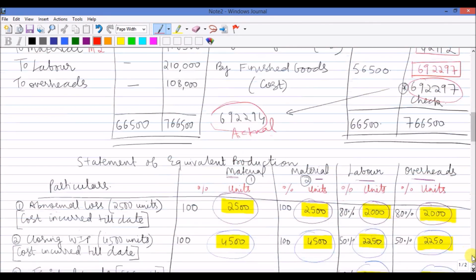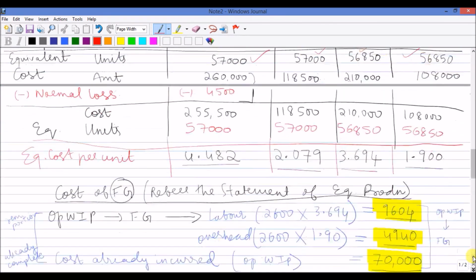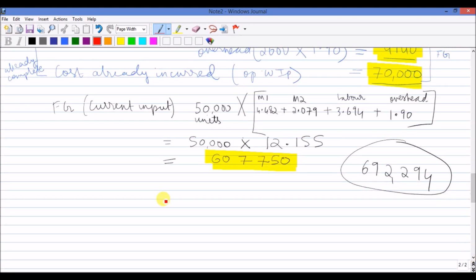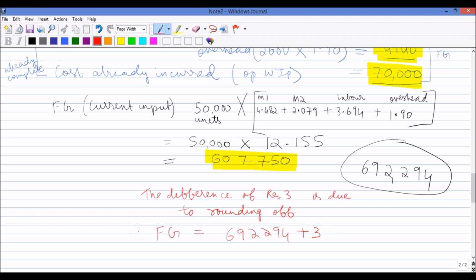So you can give the examiner a note that the difference of rupees 3 is due to rounding off. Therefore your finished goods is 692,294 plus 3, that is 692,297.